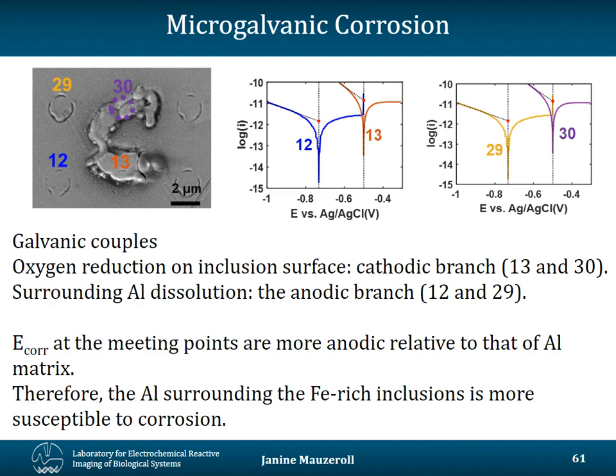Here you can see another example where we carried out complete potentiodynamic curves on several areas. 29 and 12 are the aluminum matrix, and 30 and 13 are the actual inclusions. And so it's possible, based on these measurements, to identify which part of your alloy is going to be more susceptible to corrosion.